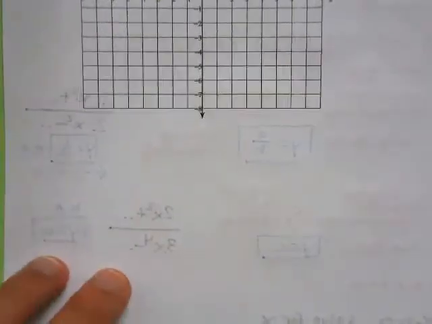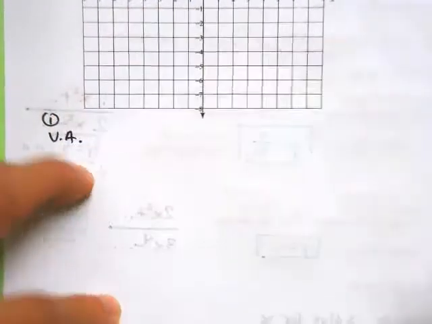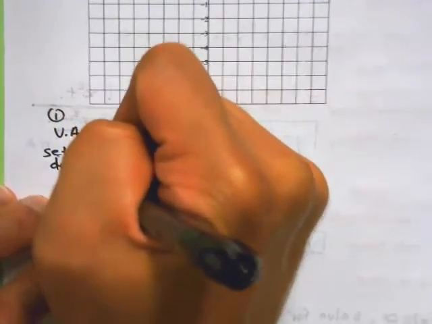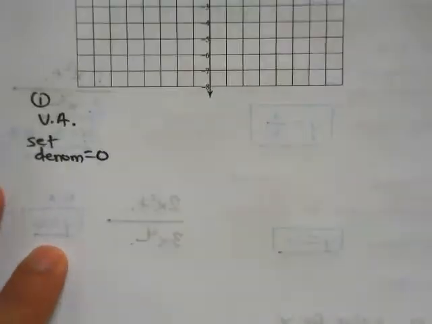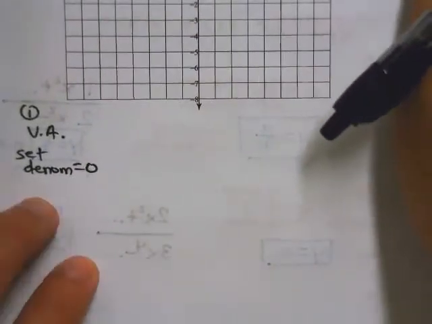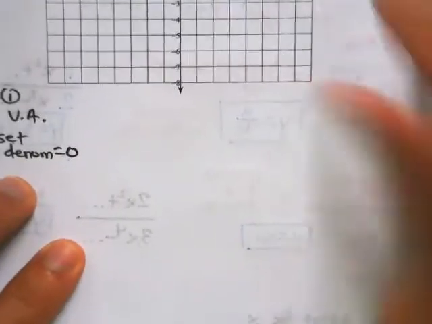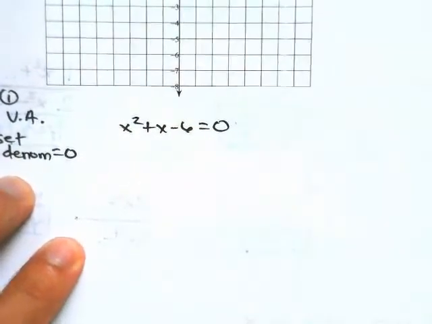I'm just going to start doing the steps below, or anywhere you guys find the paper. Number 1, let's start off with our vertical asymptote, VA. And again, how to do that: we're going to set the denominator equal to 0. I'm just writing the steps down on the side so you guys don't have to keep flipping over here. So let's take a look at the denominator. It's x squared plus x minus 6. We're going to set that equal to 0.